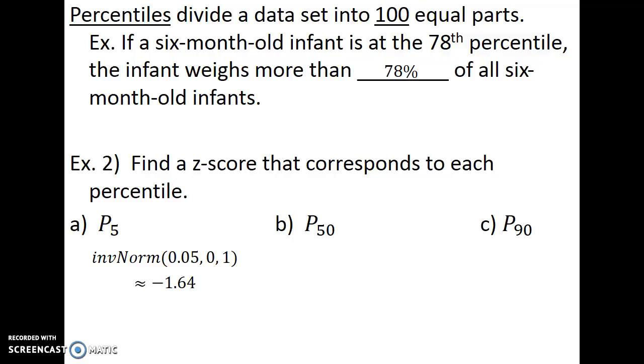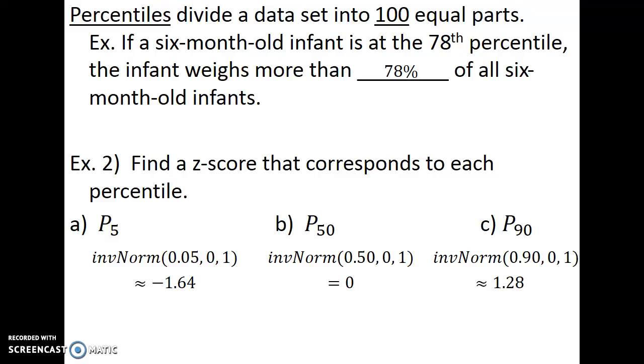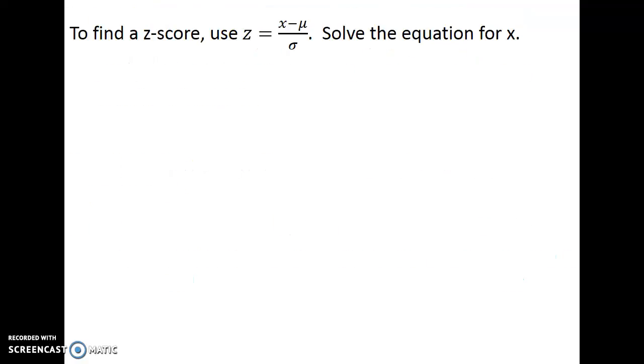P sub 50. In your calculator, that would be the inverse norm of 0.5, 0, and 1. Now, that is finding the z-score that puts 50% of your area to the left of it. You do not need a calculator for that because we've talked about how the mean is in the center of your distribution, so 50% of it has to be to the left of it. So I'm talking about the mean, and on a standard normal curve, that z-score, that mean, is just 0. You can get 0 out of your calculator too, but you shouldn't need to do that. So then P sub 90 would just be inverse norm of 0.90. You get about 1.28.